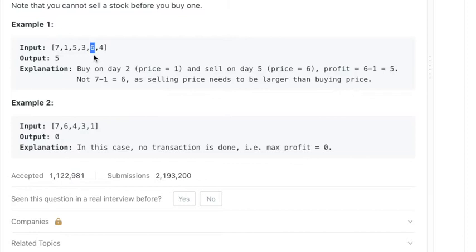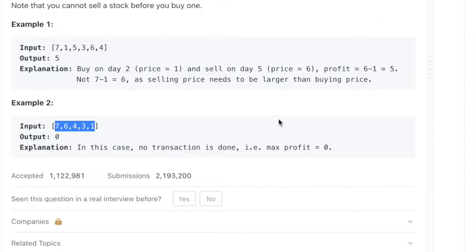Note that if you had the option of selling before and buying later, then the profit would have been 6, since you could have bought at 7 and then sold next day at 1. But since that's not allowed, the maximum profit which you can make is only 5. Let's see one more example. Here all the prices are in descending order, and hence no matter on which day you buy this stock, you'll always make a loss, and so you cannot make any transaction and your max profit will be 0.